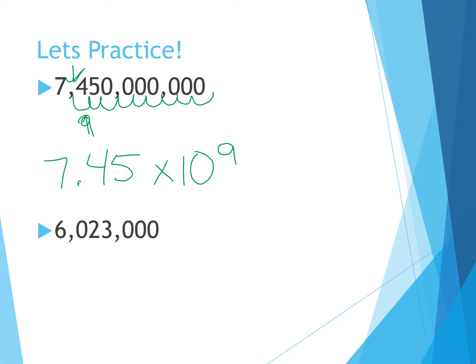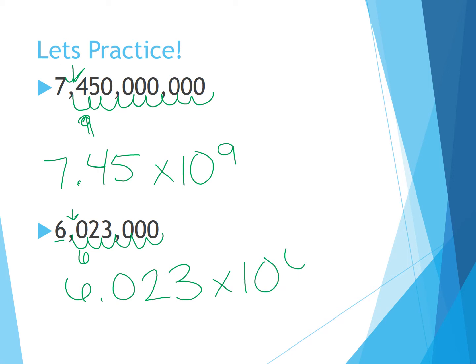Okay, let's look at the other one. We want one number in front of the decimal point, so it's going to be that 6. So it's going to be moving to right there. Let's move that 1, 2, 3, 4, 5, 6. We're going to put that as 6.023 times 10 to the 6th. Now notice that I have more things after it here. That's because we need all of the numbers.